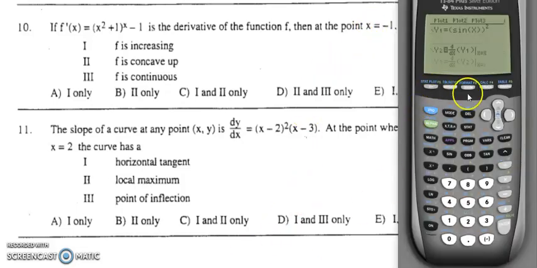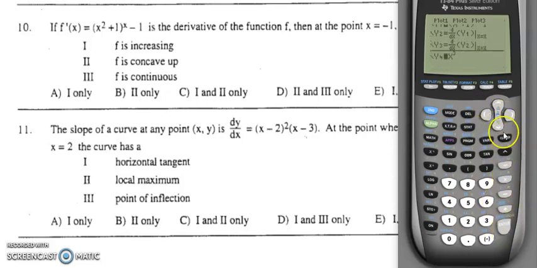So we're going to go to our graph screen, and first I need to plug in my y1, which is going to be (x squared plus 1) all raised to the x, and then subtract out a 1. That is the derivative function, so I do want to see the graph of the derivative function. I don't need to see the graphs of the next two derivatives.